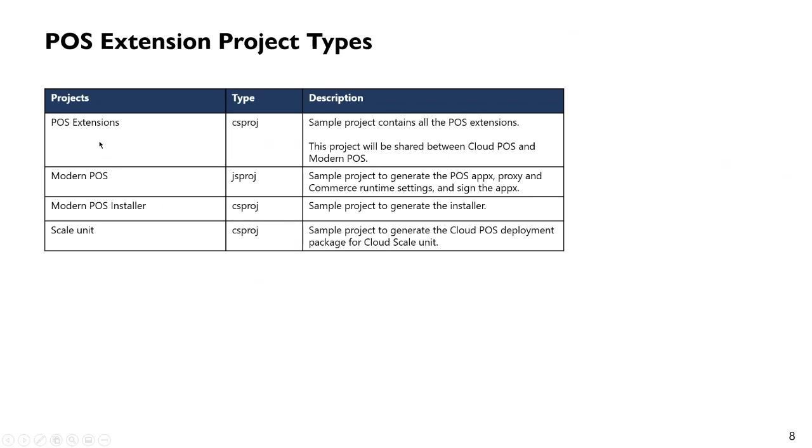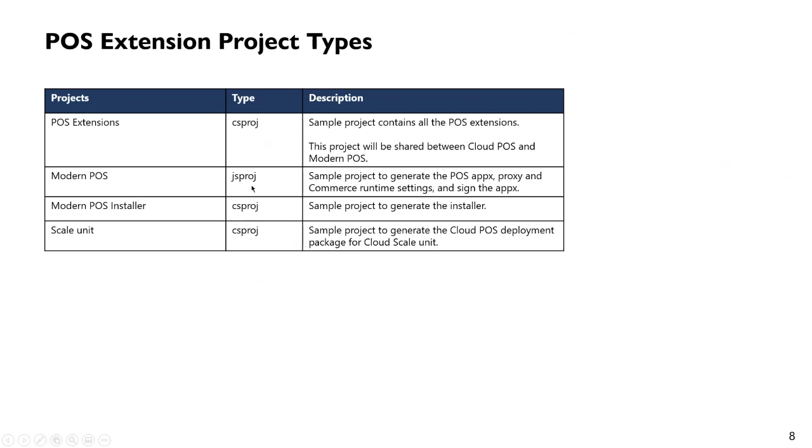Then the next step is, now I am done with my extension. For Modern POS, you need to create the Apex file, for an installer. For CPOS, you need to create the deployable package. So after I created my extension, say I want to do it for Modern POS. Then for Modern POS, the next step is you will create a JS project, where this project will help you to generate the Apex file. And if you're consuming any offline CRT settings or the offline CRT DLL, and you want to generate the proxy and then sign, you will do all those things in this project.